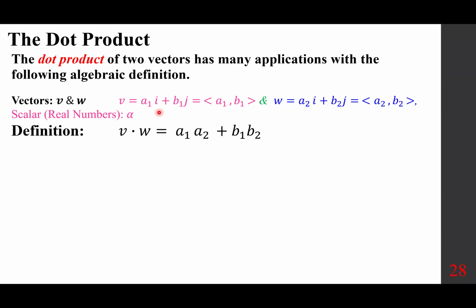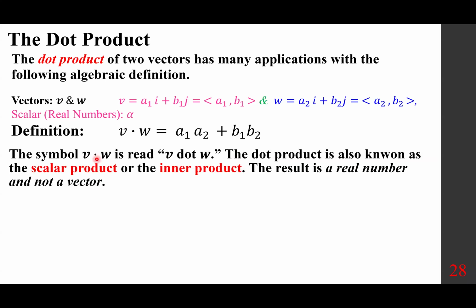Now, v dot w, the dot product of the two, we put a dot, is the product of a1, a2 plus b1, b2. The symbol v dot w is read v dot w. The dot product is also known as a scalar product or the inner product. The result is a real number, not a vector.